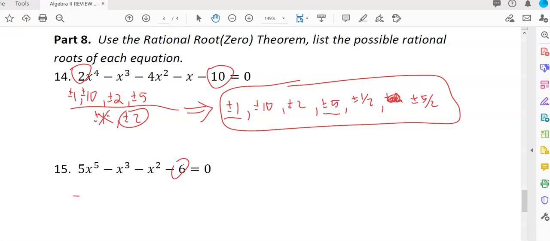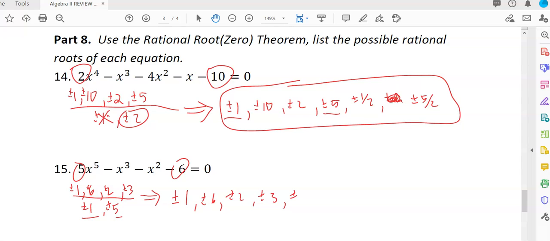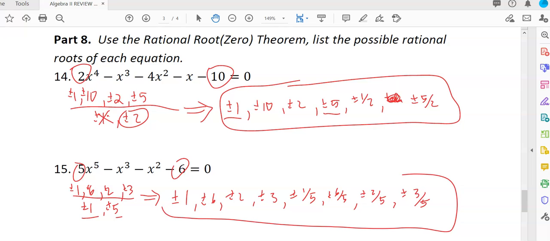Same thing here, factors of 6 on top, so 1 and 6, 2 and 3. Again, all of these are plus or minus. Factors of the first term in the denominator, so 1 and 5, or plus or minus. Okay, so all the ones over 1 first, so plus or minus 1, plus or minus 6, plus or minus 2, plus or minus 3. Now we do out of 5, so denominator 5 would be plus or minus 1/5, plus or minus 6/5, plus or minus 2/5, and plus or minus 3/5. Doesn't have to be in that order, but you got it.